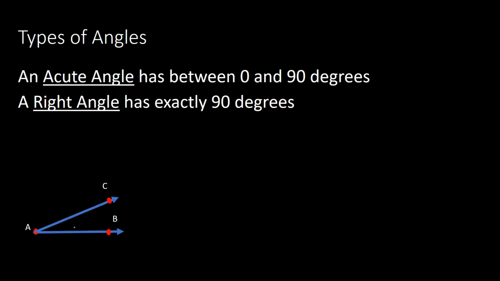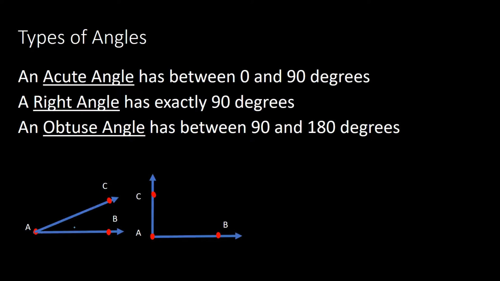A right angle has exactly 90 degrees, and that's this angle right there. A right angle looks like an L, and that is maybe a way to remember it. An obtuse angle has between 90 and 180 degrees, so an angle like this. And obtuse looks kind of like the word obese, and obese means large. So an obtuse angle would be a large angle, bigger than 90 degrees.